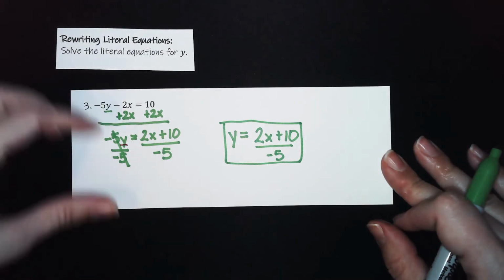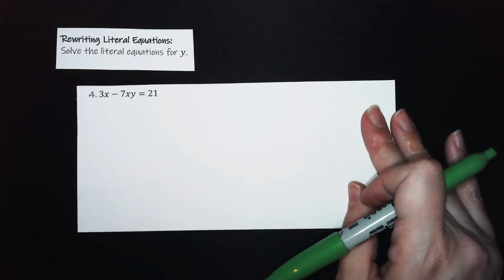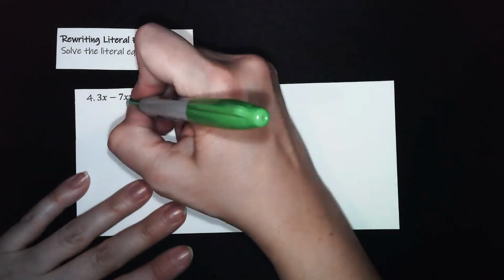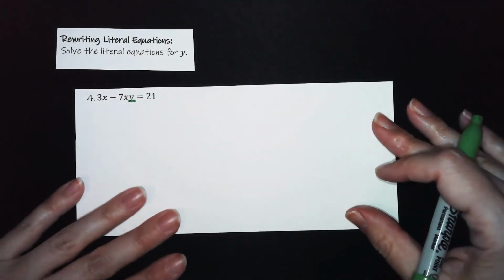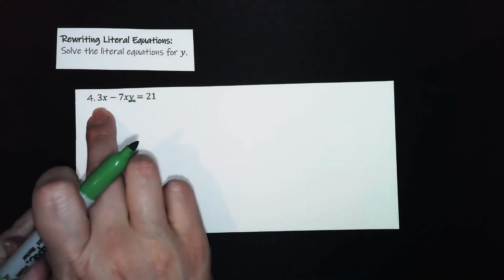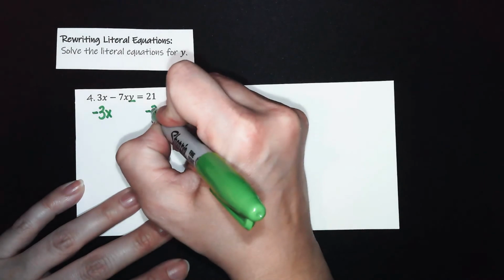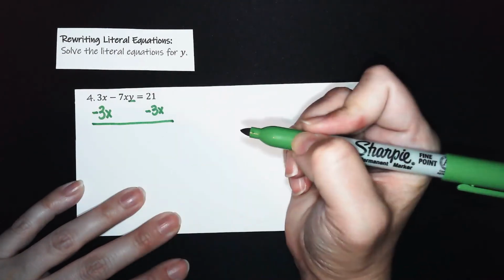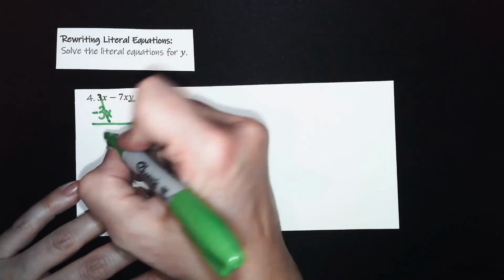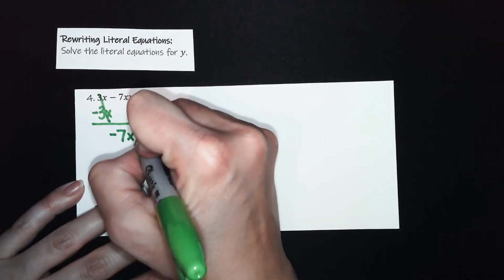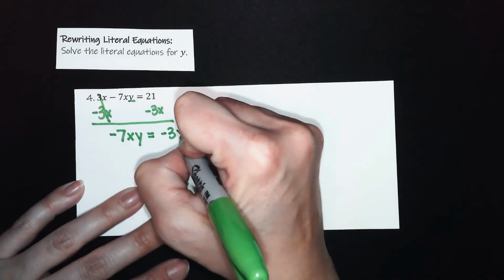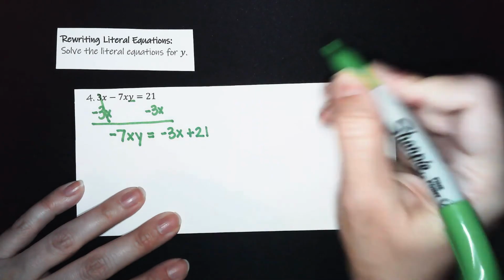All right, so let's try number 4. Again, we need to find y. Here's y right there. So let's start farthest away from it and get rid of the 3x. So I'm going to subtract 3x. Okay, these cancel. I get -7xy equals -3x plus 21.